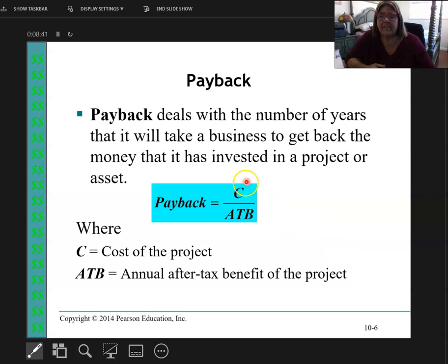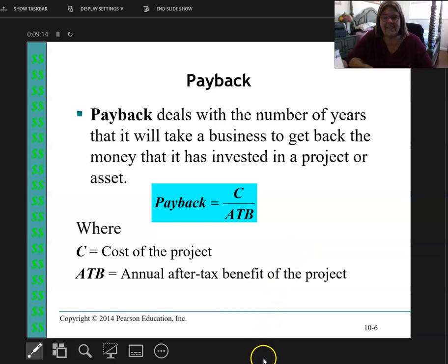Here's my formula. It's the cost divided by the annual after-tax benefit of the project. Okay, so this is just a formula. I'm actually not going to be doing the formulas for you, but this is the calculation for payback. Again, its only concern is how many years will it take to pay me back the money I initially put in. Obviously, the fewer amount of years is the proposal you normally want to take.